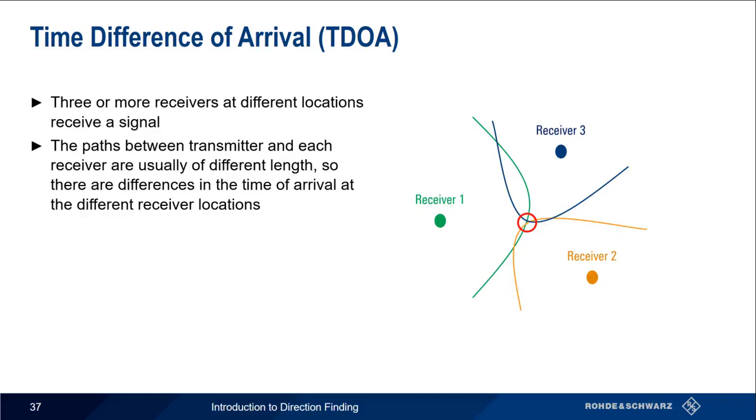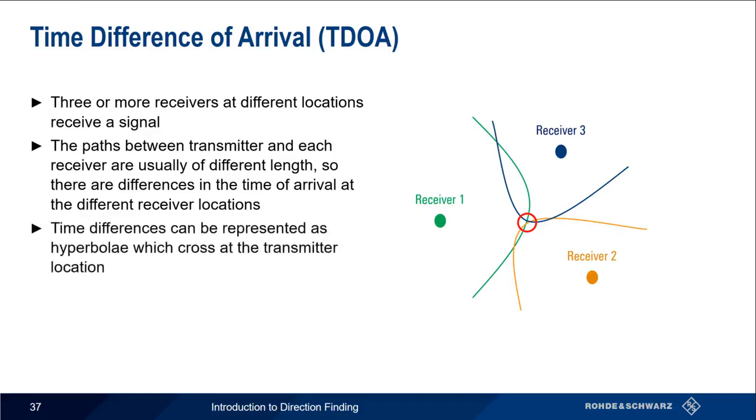We can represent these time differences as curves or hyperbolae, the location of the transmitter being at the intersection of these hyperbolae. In fact, time difference of arrival has sometimes been called hyperbolic direction finding because we determine the location of the transmitter using these hyperbolae.